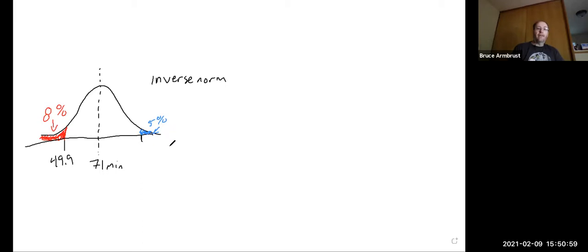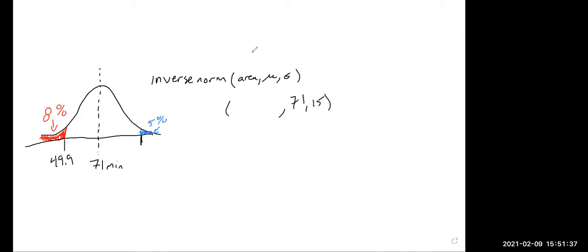So let's think about what we'd have to put into the inverse norm. Remember what we did: we put in the area, and then the mean, and then the standard deviation. For this one, if we're going to try to find the top 5%, the mean and the standard deviation are still going to be the same. But what would I put in for that area to find this number right here? 0.05. All right, so 0.05.